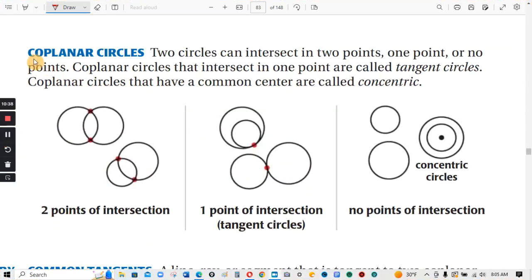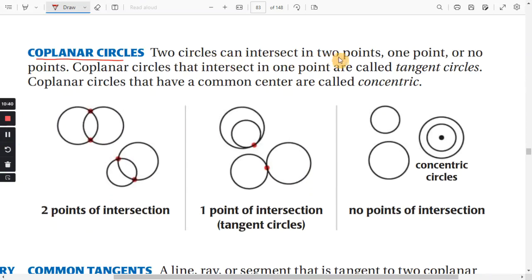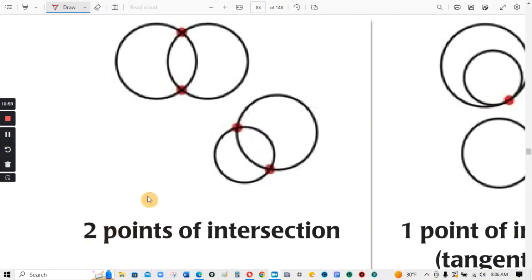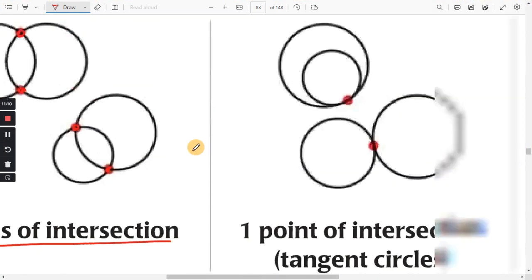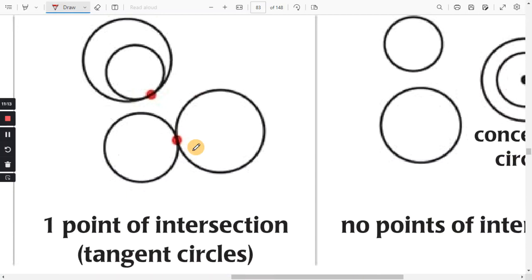All right, so coplanar circles. 2 circles can intersect in 2 points, 1 point, or no points. Coplanar circles that intersect in 1 point are called tangent circles. All right, and coplanar circles that have a common center are called concentric. So let's take a look. So here, these circles that are coplanar, they have 2 points of intersection. All right, so here, here, and here, here. 2 points each.